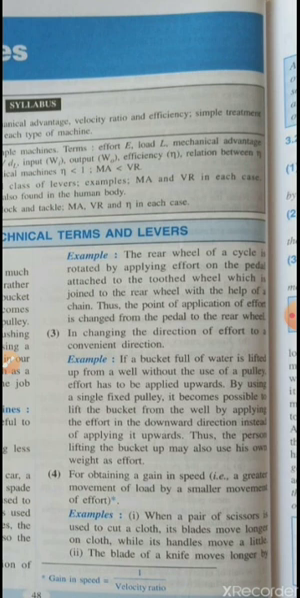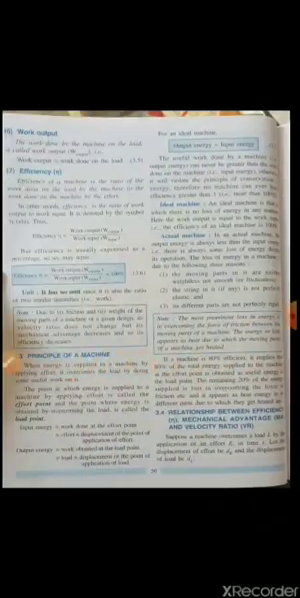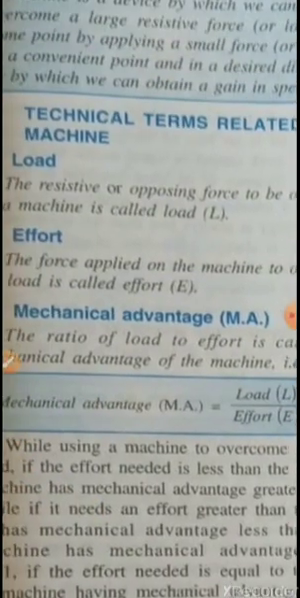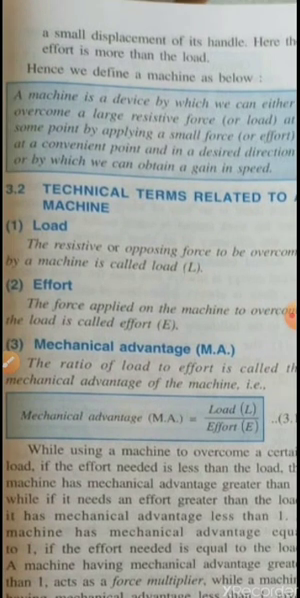Next one, for obtaining a gain in speed. For obtaining a gain in speed, we use a pair of scissors. If the blades of the scissors are big enough, you can cut easily using a very small movement. So that is your fourth application. So these are the four different uses which you can get from your simple machine.